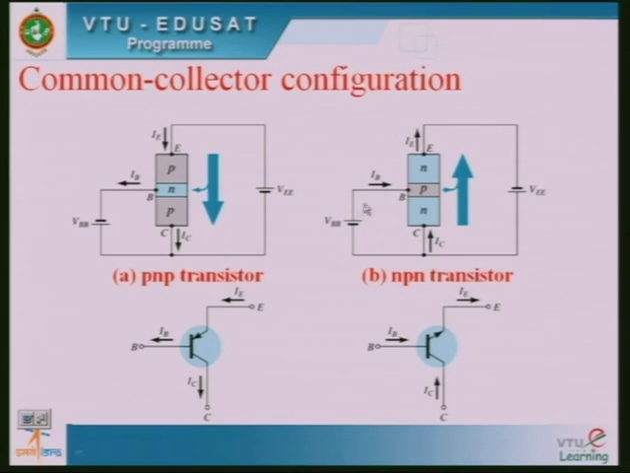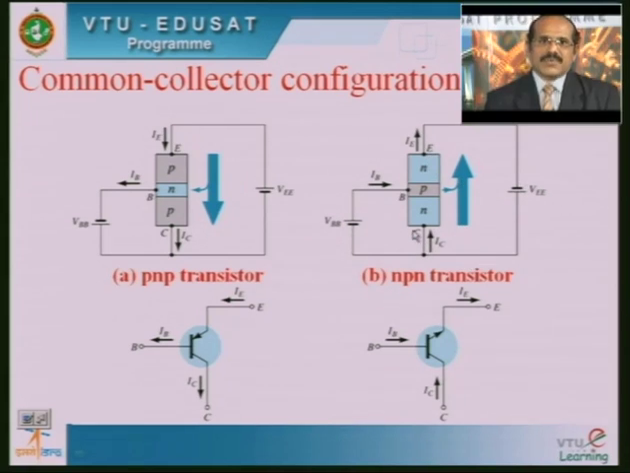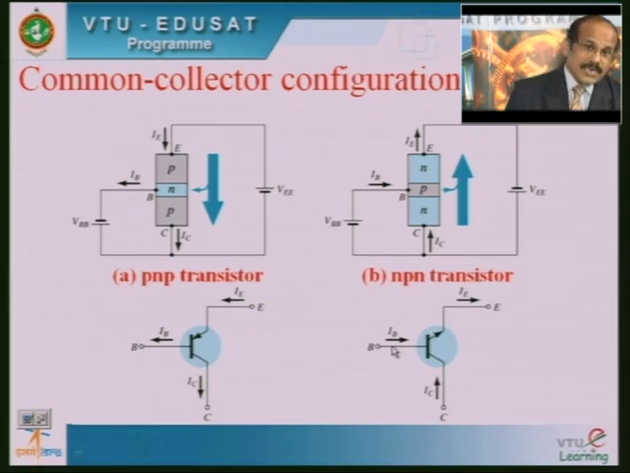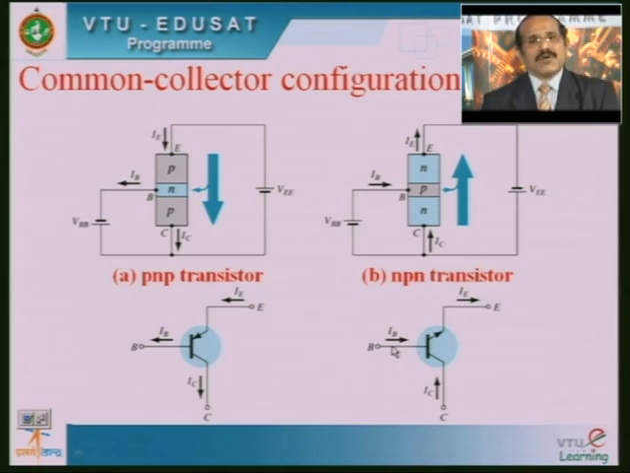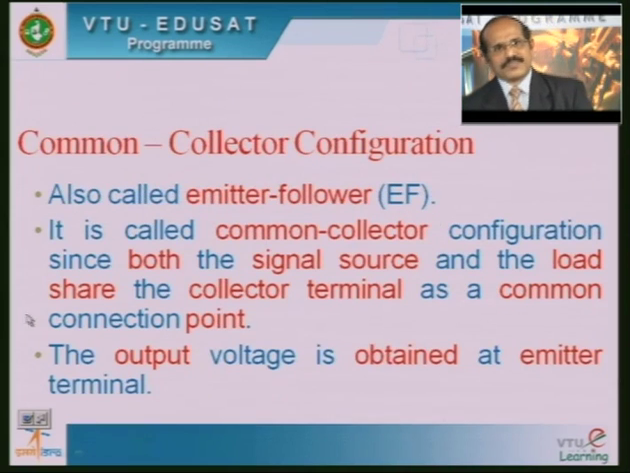And apart from that, you can see that the input junction, that is the base collector junction, is forward biased by connecting the P layer to the positive terminal of VBB with reference to the collector. Similarly, the emitter collector junction is reverse biased by connecting the emitter to the negative terminal of VE with reference to the collector here. This is the symbol of the PNP transistor in common collector configuration, and this is the symbol of the NPN transistor.